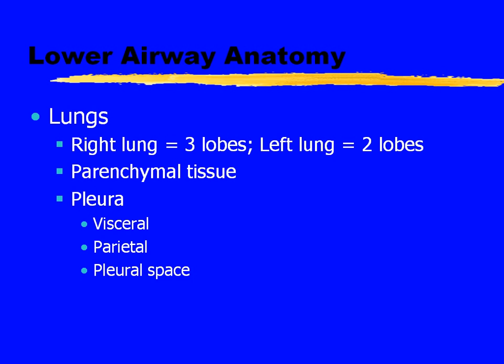So anyway, lungs: we have three lobes on your right and two lobes on your left. It's kind of an interesting coincidence because you have a tricuspid valve on the right side of your heart and a bicuspid valve on the left side.